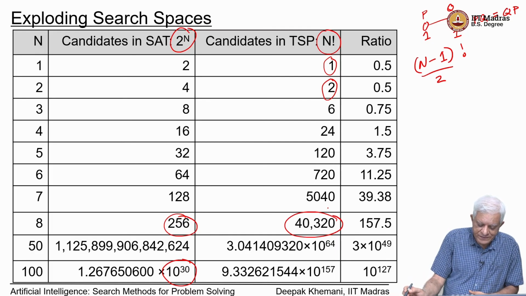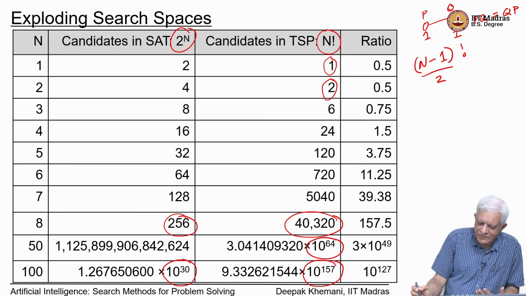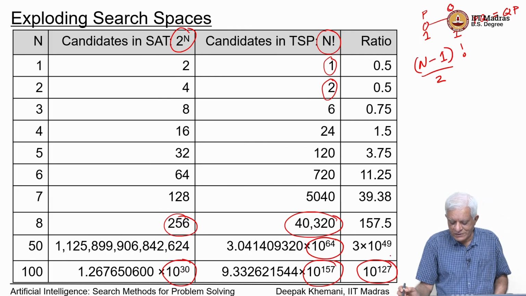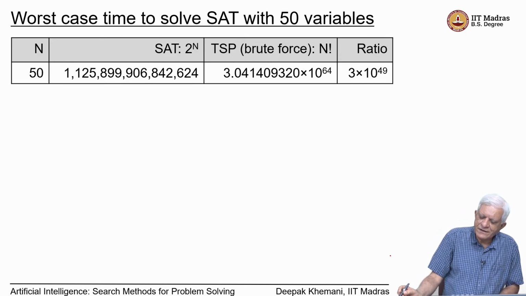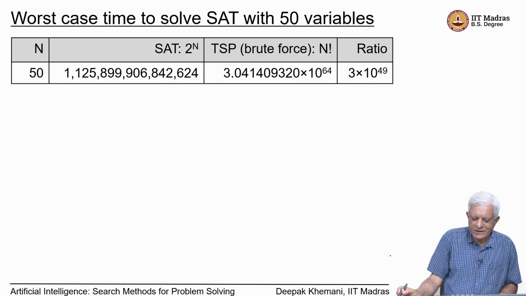And as you can see, with n is equal to 50, it goes to 10 raised to 64, and then for n equal to 100, 10 raised to 157. The last column shows the ratio between the state space of TSP versus SAT, and you can see that for n equal to 100, it is 10 raised to 127 times more than the SAT state space. So, these are basically huge problems, and we cannot afford to solve them by using brute force methods. We can't look at every candidate and say whether it's a solution or not, and that's why we are looking at local search methods essentially.